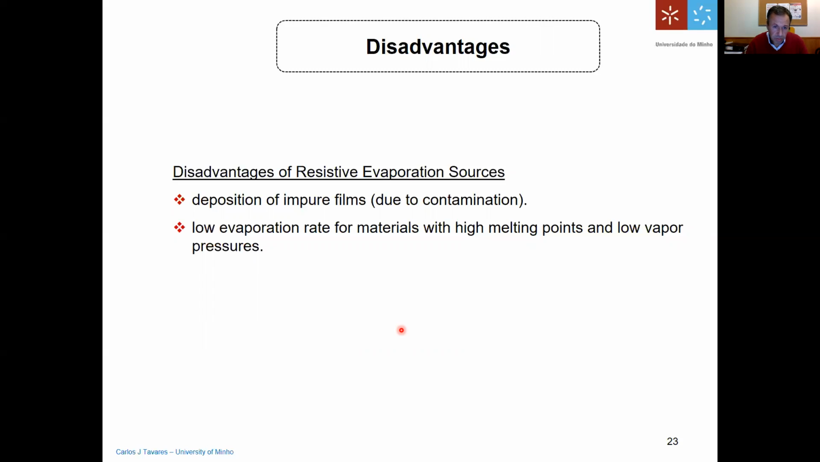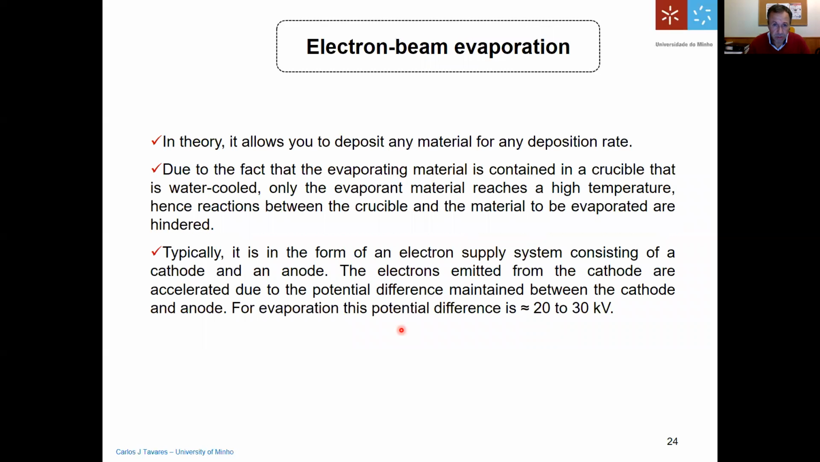And also, the evaporation rate is very low for materials with high melting points. And so you have to check maybe to use a source that can provide a higher energetic flux that can impinge on your evaporation source and increase this evaporation pressure.